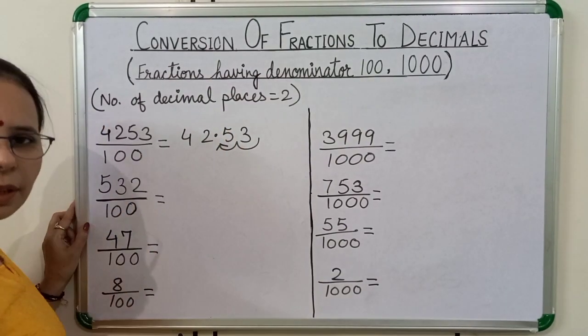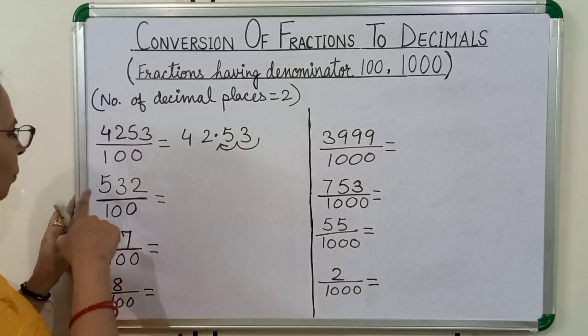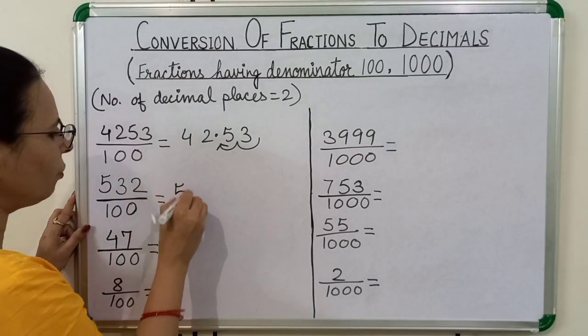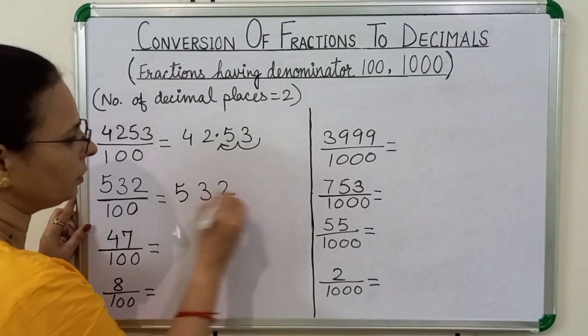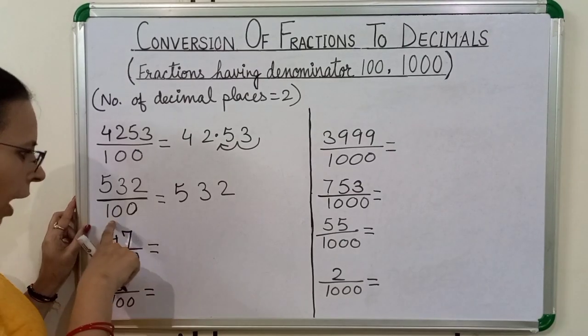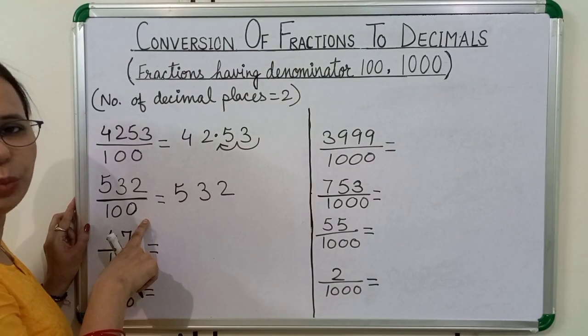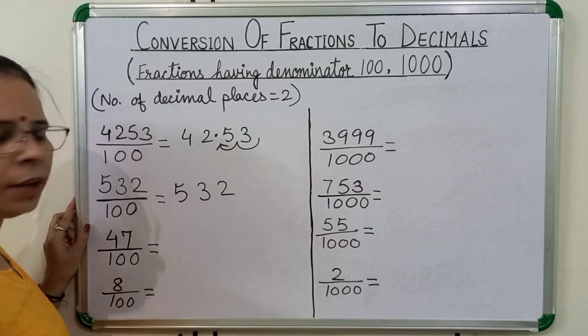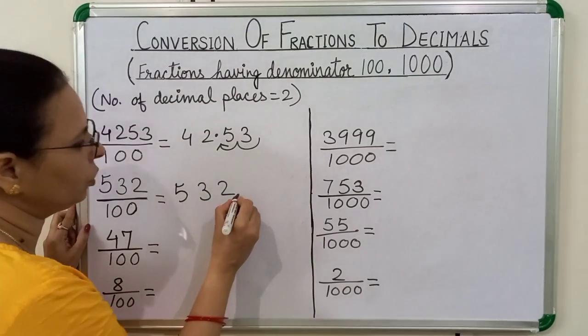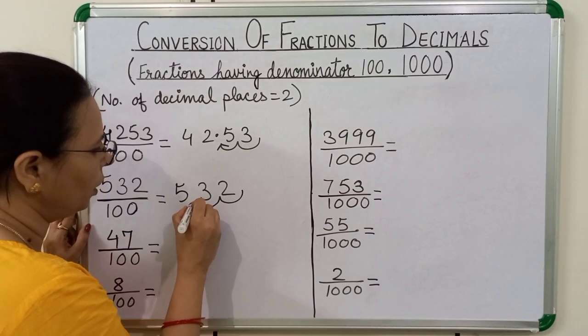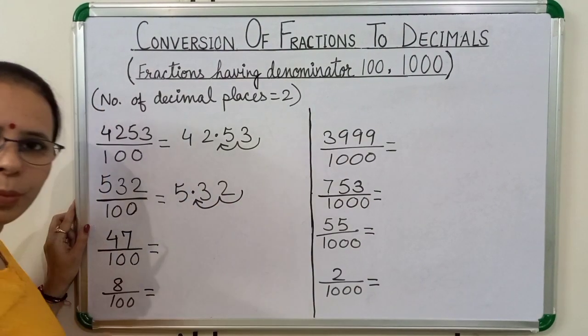Now we will see next example. We will write numerator 532 as it is. There are two zeros in denominator. So we will count 2 places to the left and put decimal point. 1, 2. Here we will put decimal point.